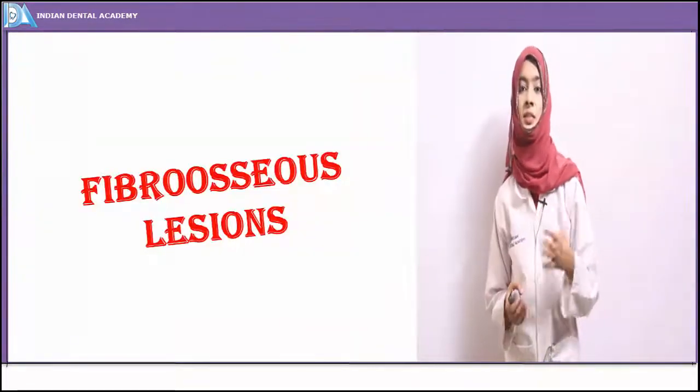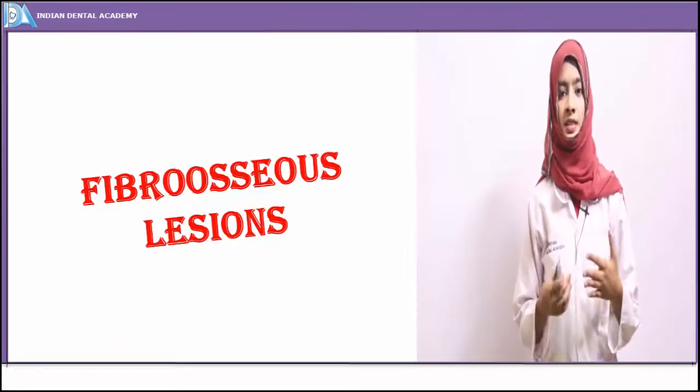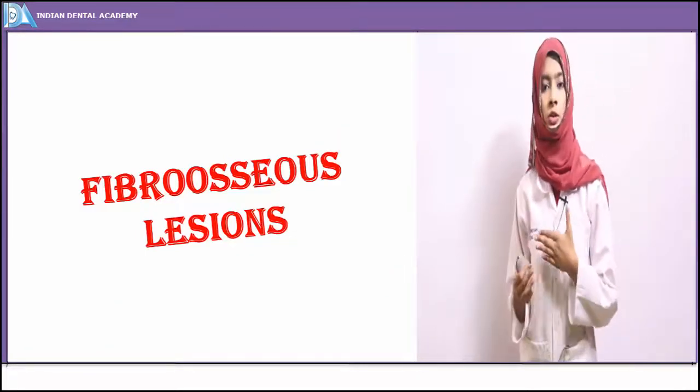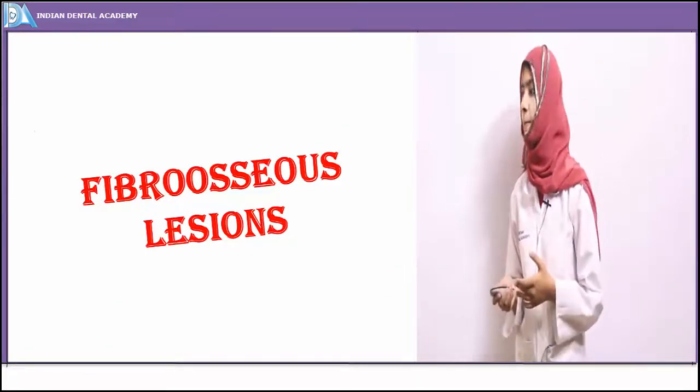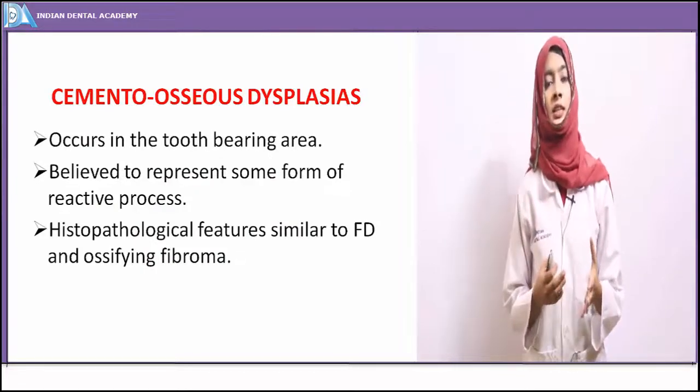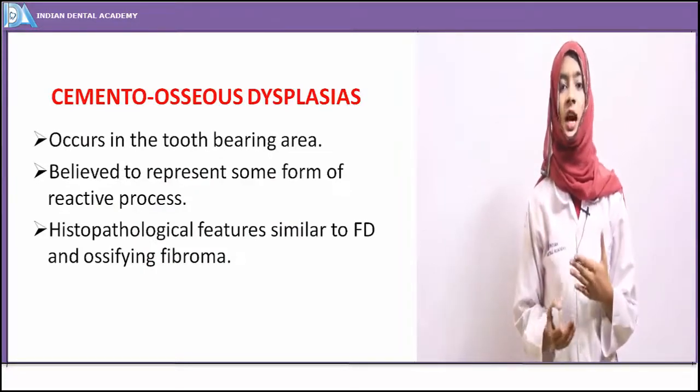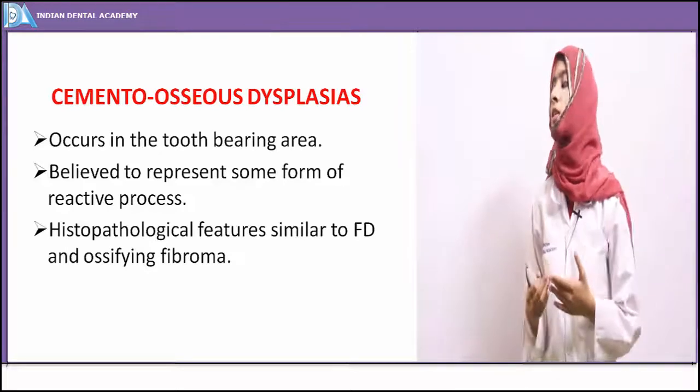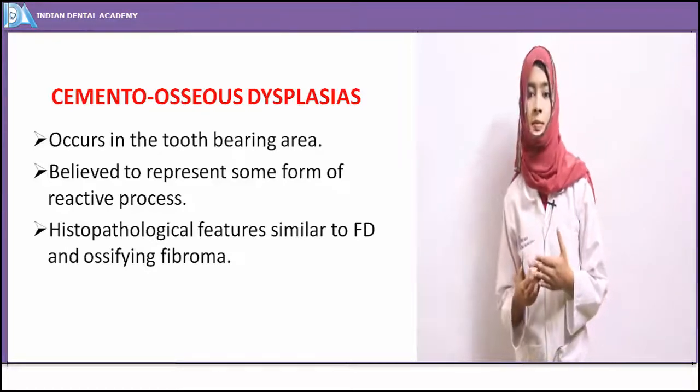So we have seen the major fibro-osseous neoplasm, that is the fibrous dysplasia. Now we are going to the other fibro-osseous lesions. They are nothing but the cemento-osseous dysplasia and the ossifying fibromas. So what is cemento-osseous dysplasia?